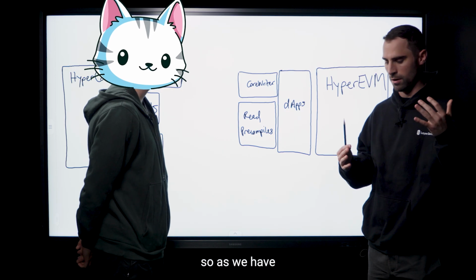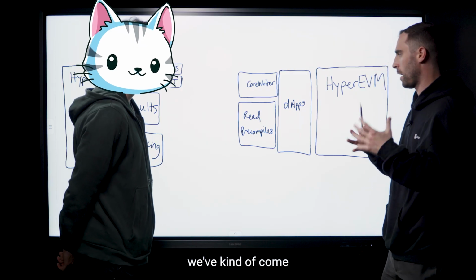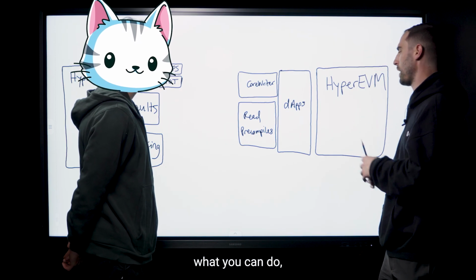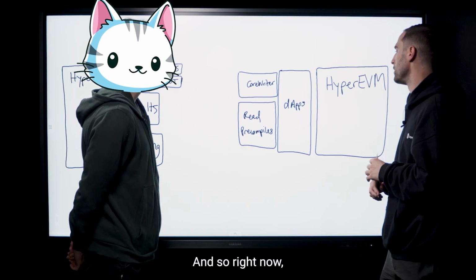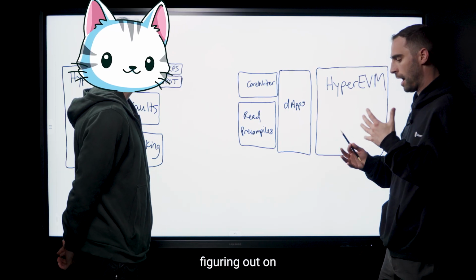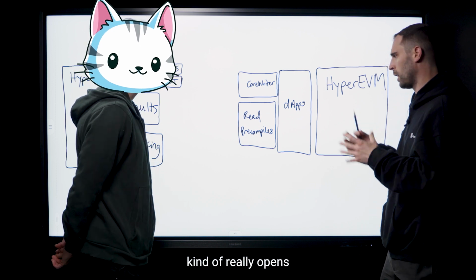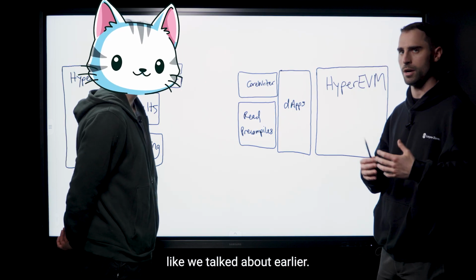So as we have been working with Hyper EVM and Xulian and the team, we've come across a lot of what you can and can't do, or mostly what you can do with Hyper EVM and the certain components that allow you to do that. Figuring out what you can do with the EVM and how that interacts with Hypercore really opens the doors of what you can do in terms of composability, like we talked about earlier.